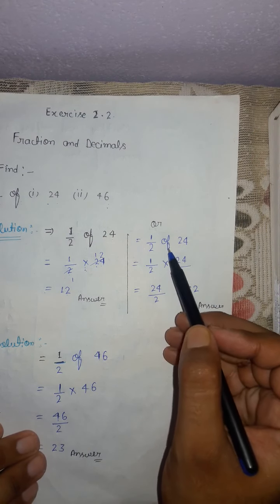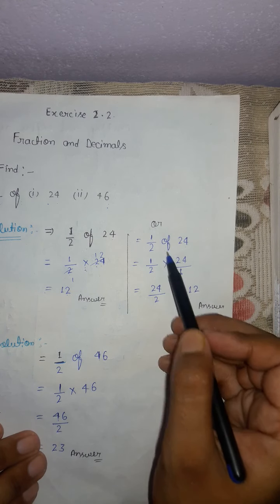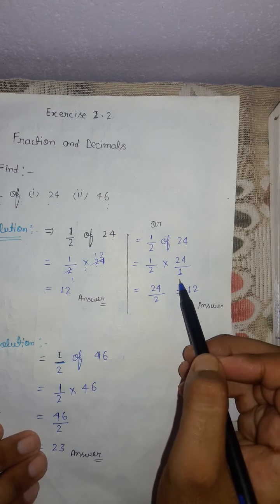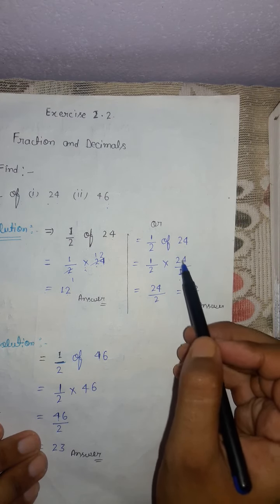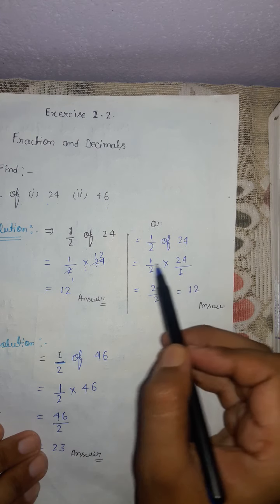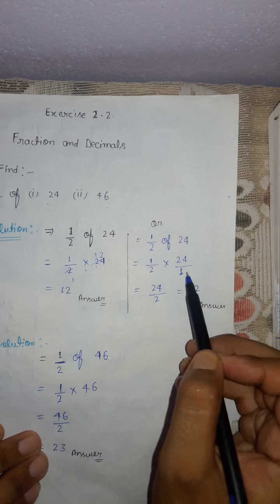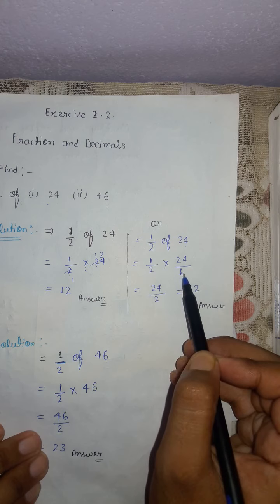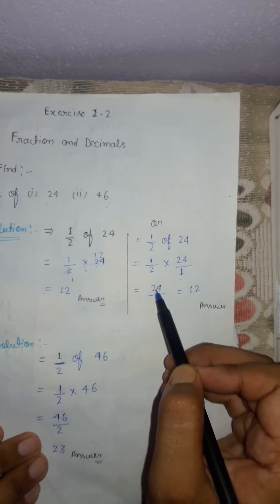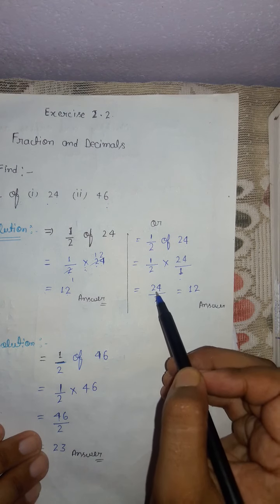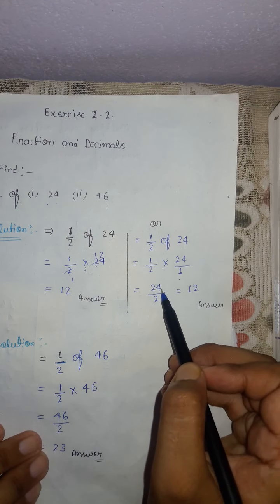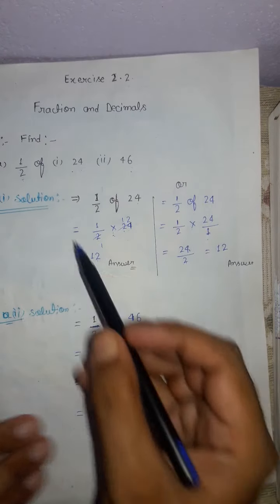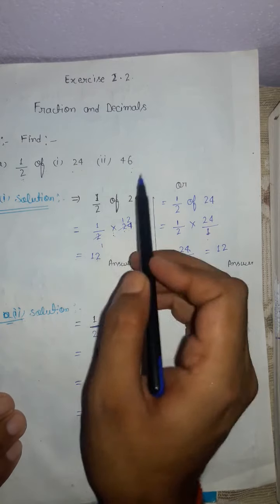Otherwise we have another option. 1 upon 2 of 24: "of" means multiply, and 24 can be written as 24 upon 1. Now, in multiplication of fractions, we always multiply numerator with numerator and denominator with denominator. So 24 ones are 24 and 2 ones are 2. So it will be 24 upon 2, and when we divide 24 by 2, we get 12.